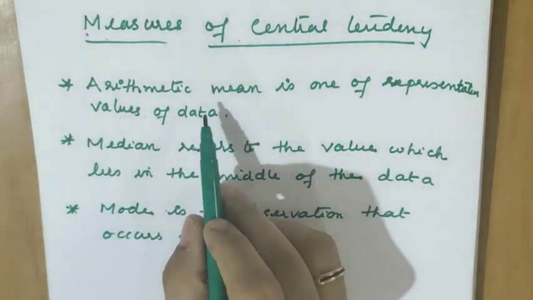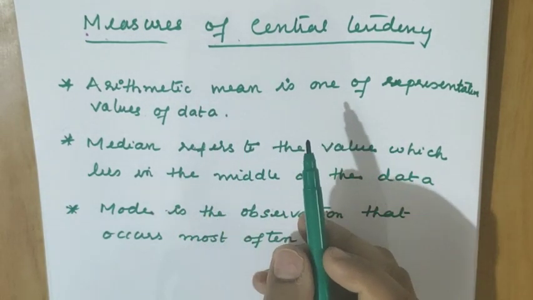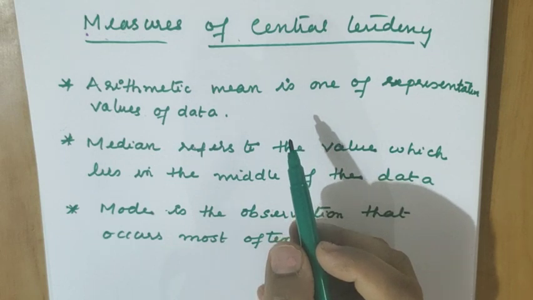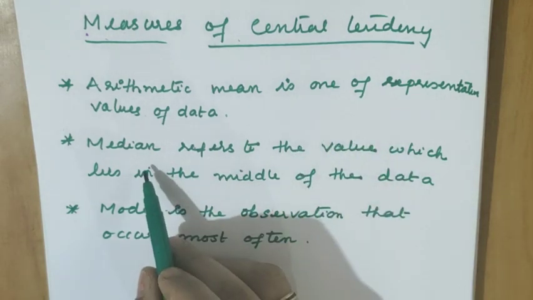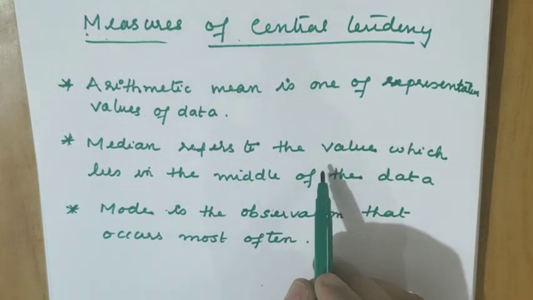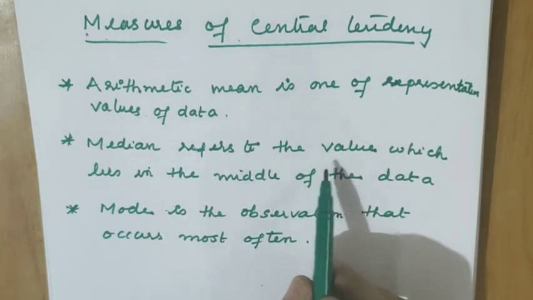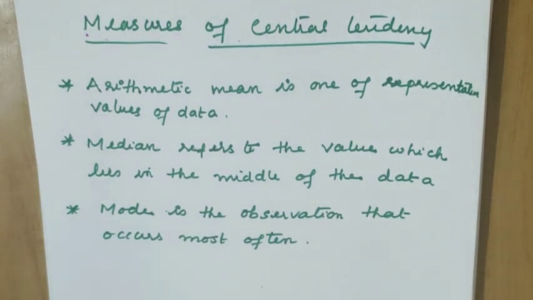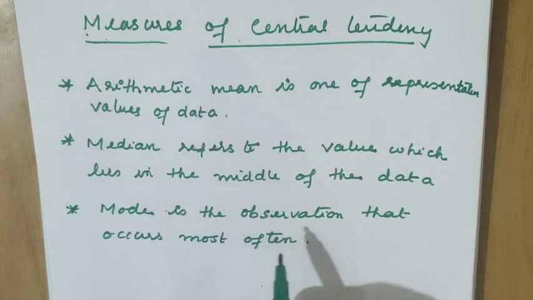So what we have studied first, arithmetic mean, that is our average. How we calculated: sum of the observations by total number of observations. Next we have done median. Median is the middle value, the value which lies in the middle of the data. We should arrange in ascending or descending order and find out the middle value. Next is mode. Mode is the observation that occurs most often.